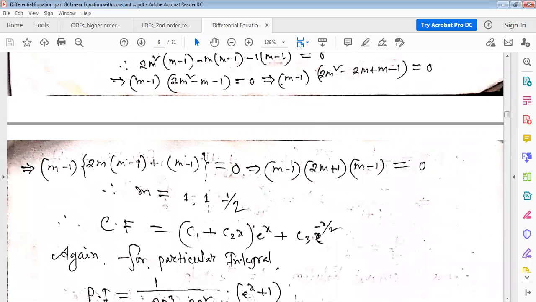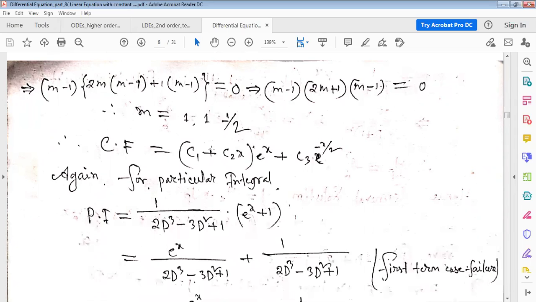So 1, 1 will be the repeated roots, right? For repeated roots, the complementary function will be c1 plus c2 x, into e to the power 1x, plus c3 e to the power minus half x, that means e to the power minus x by 2.